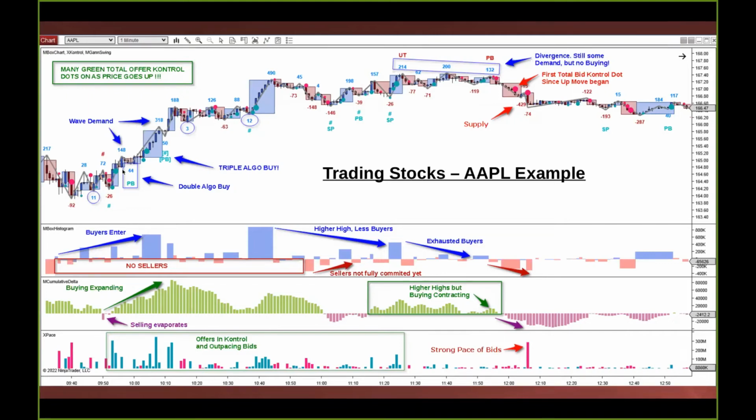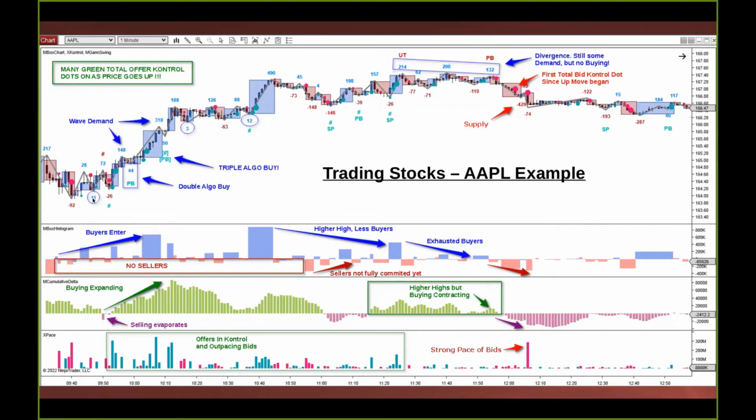We're getting these big green dots, right? So at this red dot, see what's interesting, we had this red dot right here, big. So we have total control of the bids, but where's the selling? We have overall more buying, right? Look at the cumulative delta. That should keep you out of that trade. That's a divergence. That's a good signal right there. That's a divergence, right? So that makes it look climactic.